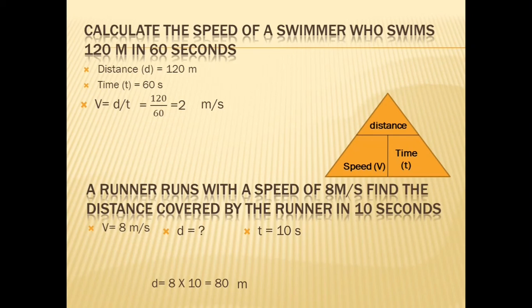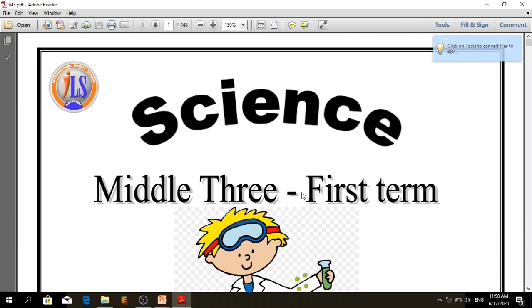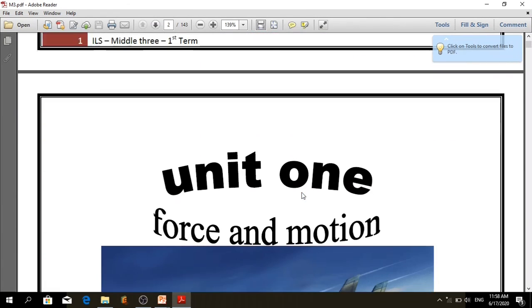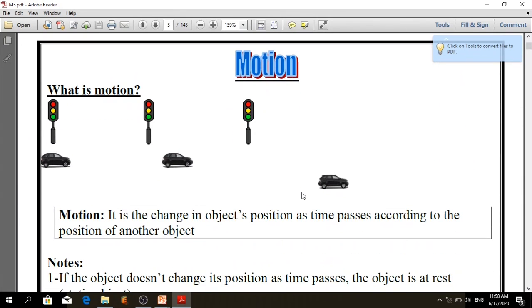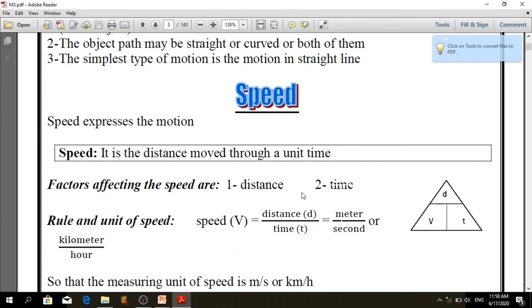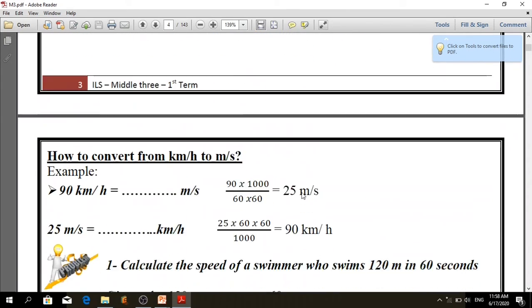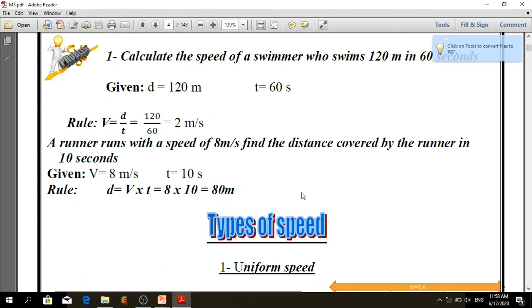This is enough for now. Let's take a look at our booklet. This is our booklet for this year. We have finished the first part, which is about motion. This is the definition we have studied together now. This is the definition of speed and the rule and the units. Okay, and this is the first problem that we have solved together and the second one.